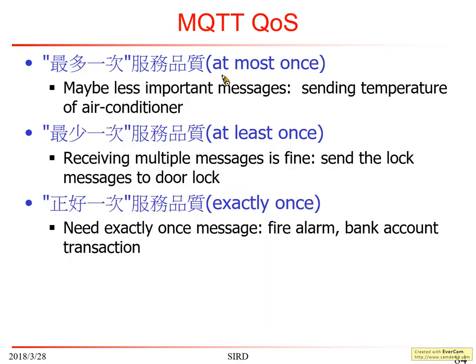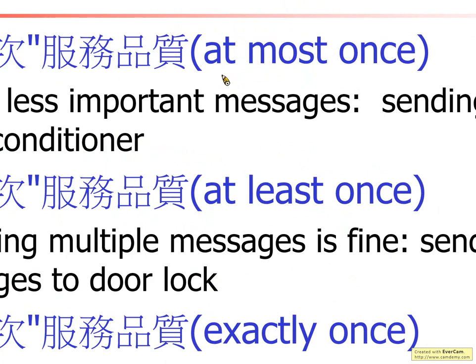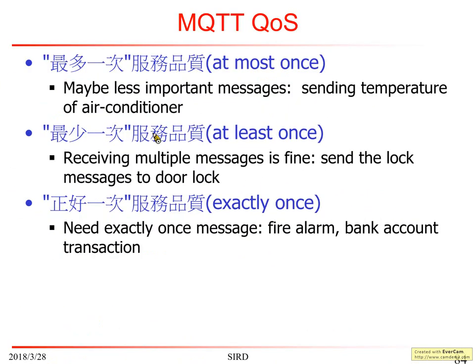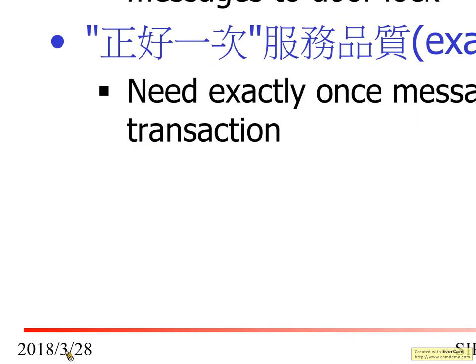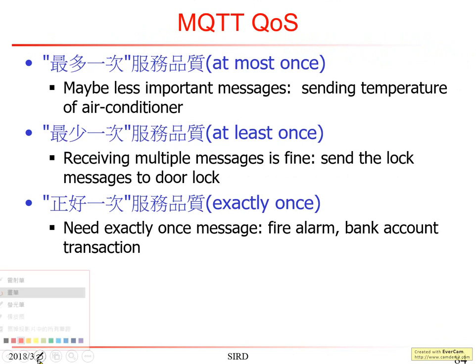So at most once. When we say at most once, this means maybe we will send it. What's wrong with that? Maybe the message to be sent is less important. And if it is less important, then if I receive the message, it's fine. But if I didn't get it, that will be fine too.